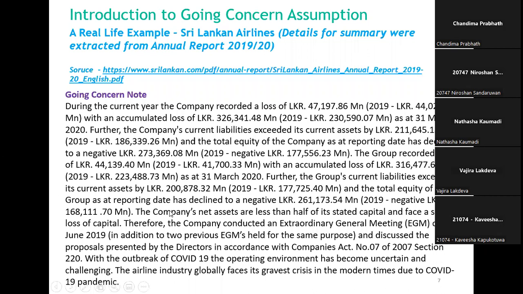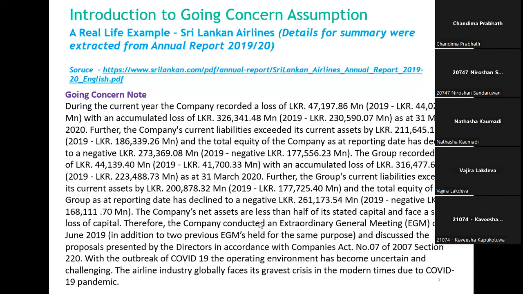Now, in Sri Lankan Airlines, they have negative net assets. So they are in a serious loss of capital situation. Then they have given the group point of view also. It says the company's net assets are less than half of the stated capital and face a serious loss of capital situation. So, as per the Companies Act, the company has conducted an extraordinary general meeting on 25th and discussed the proposal presented by the directors in accordance with the Companies Act number 7 of 2007, section 220.